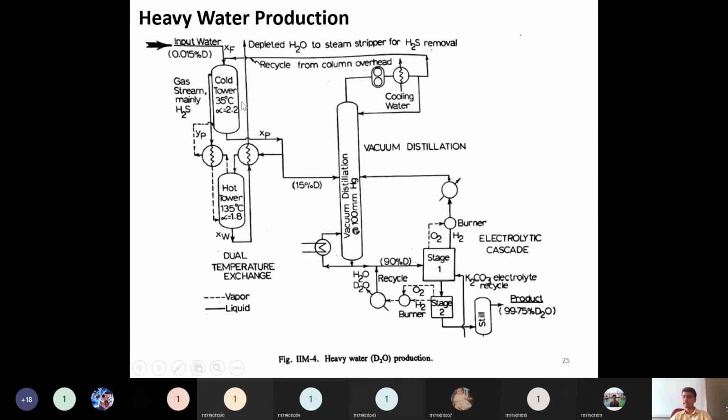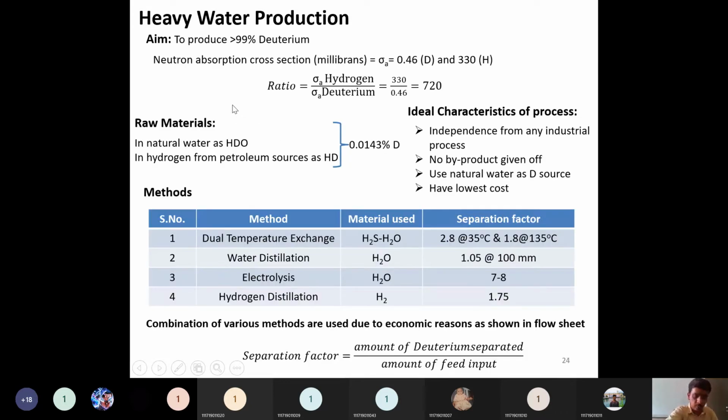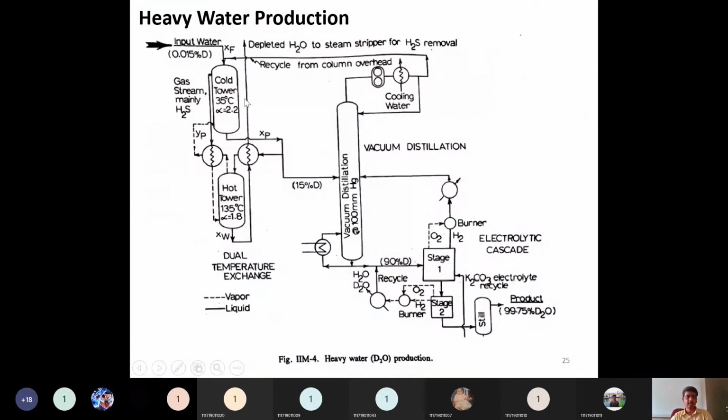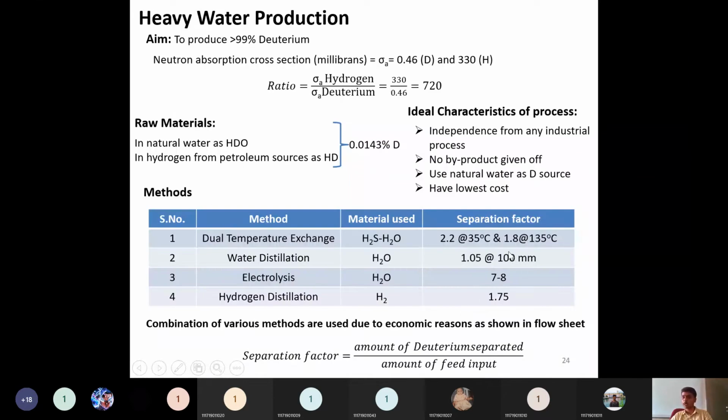Here, if you can see, this is a dual temperature exchange process, in which this is a cold tower. It will be operated at 35 degrees centigrade, whose alpha is 2.2 only, not 2.8. Sorry for that. In the flow sheet it is given as 2.2. The separation factor for this cold tower is alpha 2.2. Then the hot tower, or high temperature tower, is operated at 135 degrees centigrade, and its separation factor alpha is around 1.8.